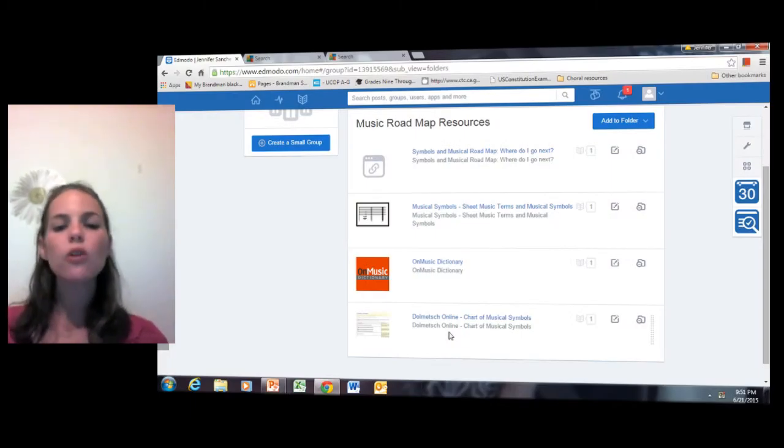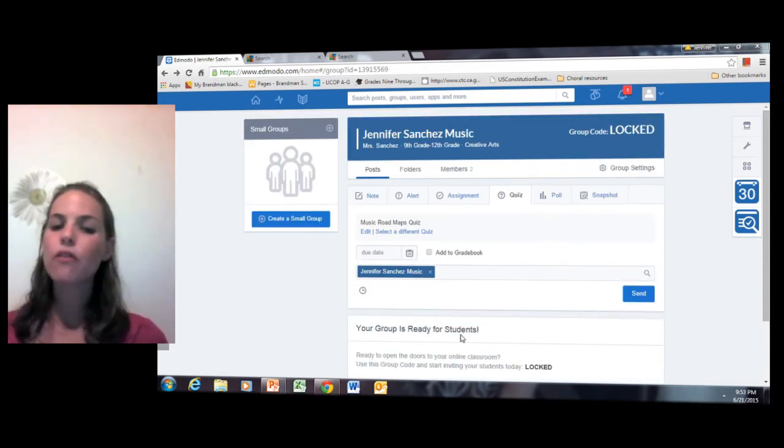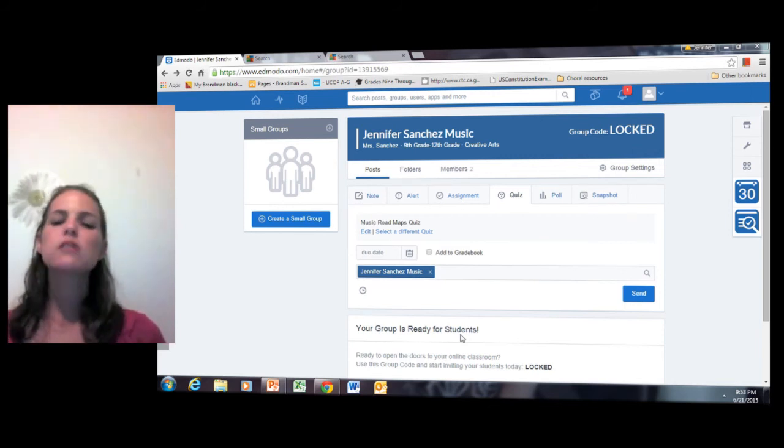Be sure to check out the resources folder. We've got some great resources that'll help you along the way also. If you need help on what the symbols mean, also, don't forget to take your quiz. It's really important to get those grades, so take your quiz, show your understanding.